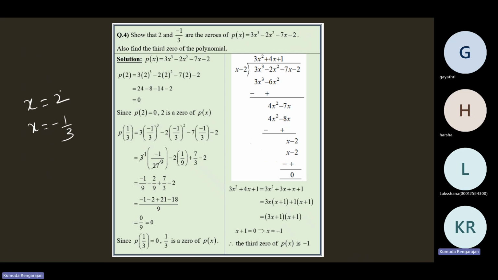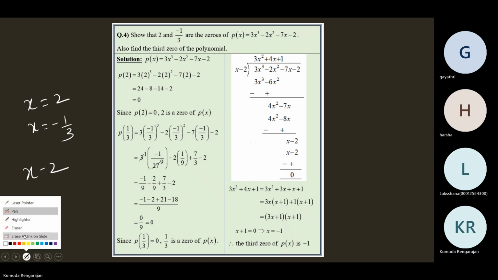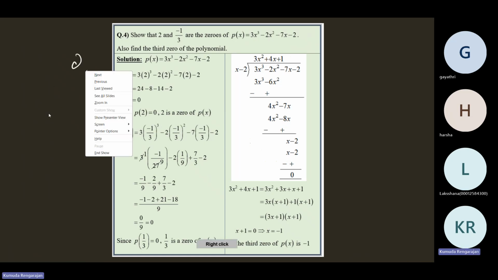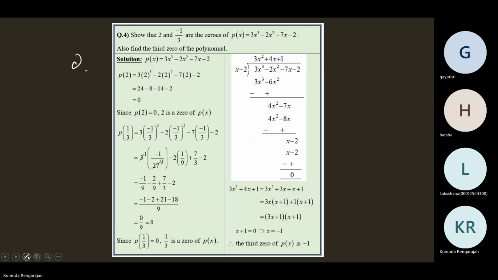X is equal to 2 means x minus 2 is a factor, because 2 is a 0. So x minus 2 is a factor. If the number is a 0, see, this number is a 0. We proved that 2 is a 0. X is equal to 2 is a 0. That means x minus 2 is a factor. When you take 2 to the other side, x minus 2 is a factor.